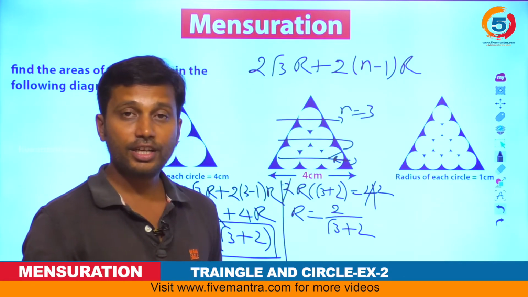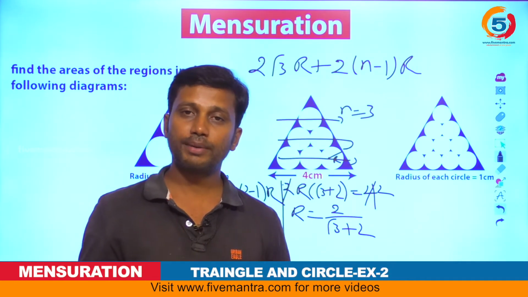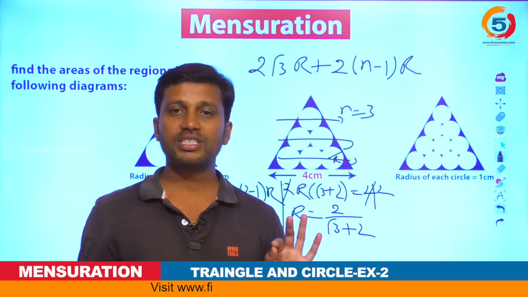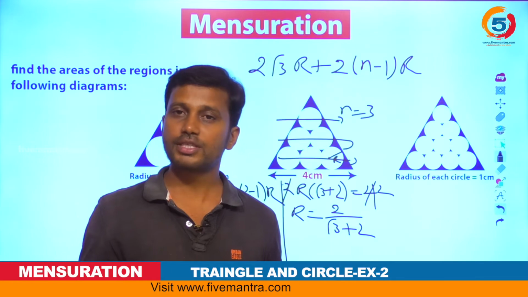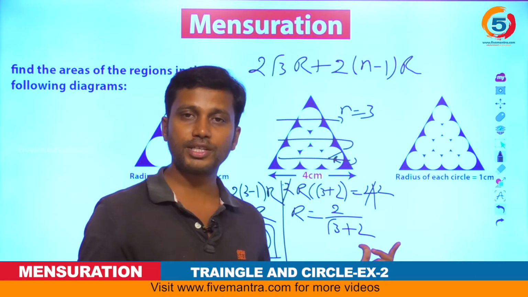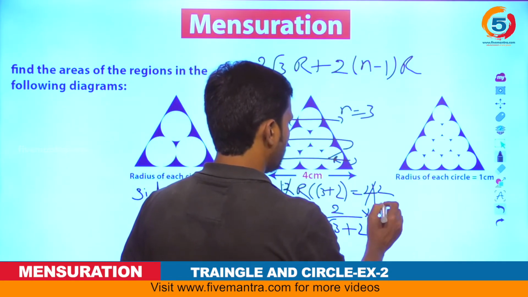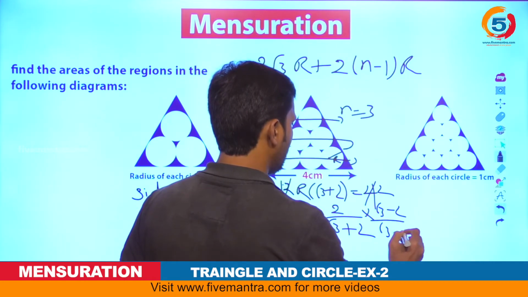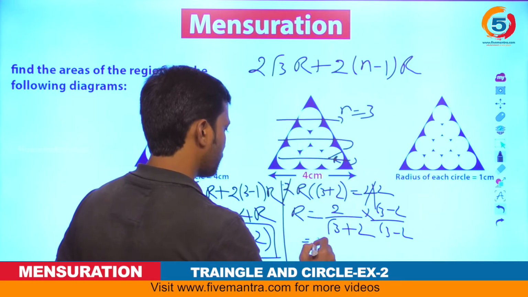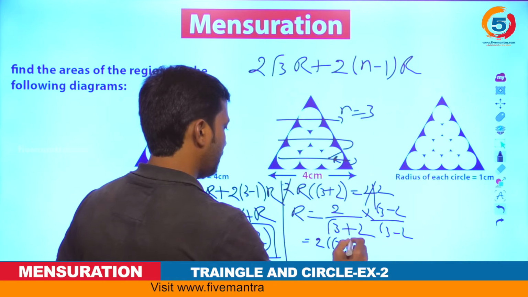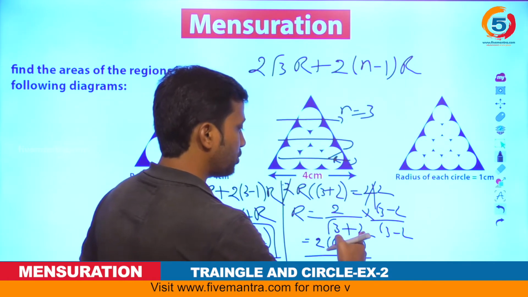As we know, if we have surds in the denominator part, the calculation will be more difficult. In order to simplify it, we have to do the rationalization of the denominator. As you know from the basics of surds, the rationalizing factor of root 3 plus 2 would be root 3 minus 2. Multiply and divide with that and you will get root 3 minus 2 in both numerator and denominator. So what is the value then? 2 into root 3 minus 2 by root 3 plus 2 into root 3 minus 2.